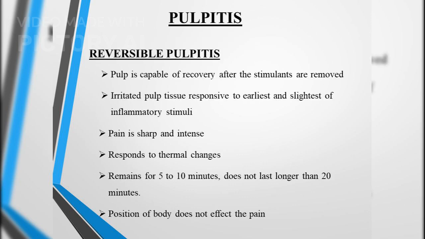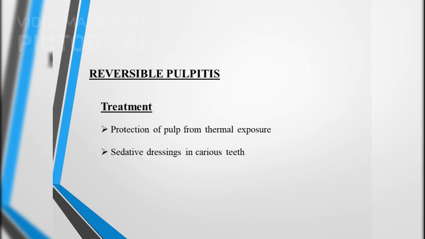Reversible pulpitis is marked by sharp, intense pain that responds to thermal changes and can recover once the stimulus is removed. Treatment for reversible pulpitis focuses on protecting the pulp from thermal exposure and using sedative dressings in carious teeth.